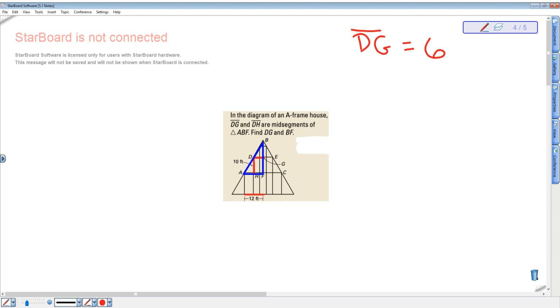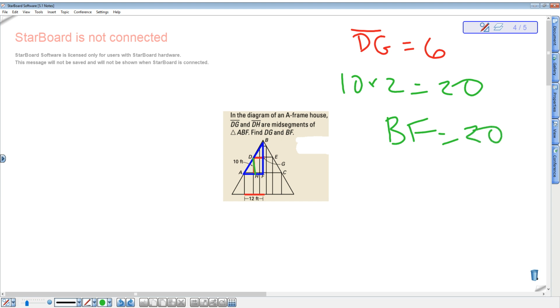The next information they're asking us for is BF. So BF is right over here. Once again, using the mid-segment theorem, we know that they gave us this area right here. So we're going to use that to find out what BF is. This area is 10. According to the mid-segment theorem, BF will be twice as long. So this is going to be 10 times 2, which is equal to 20. So BF is equal to 20.